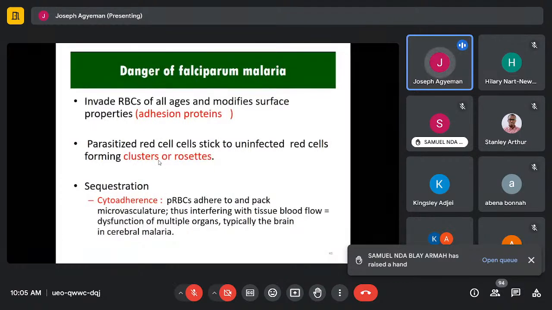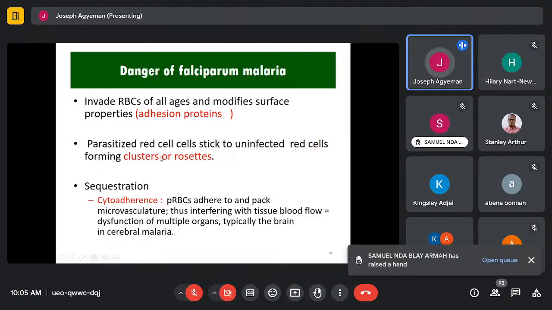So the red cells will form clusters, otherwise known as rosettes. And this just looks like a clot. As I said, it can block micro blood vessels. Apart from this, you can also have the parasites within that red cells with the sticky proteins also sticking to the walls of the blood vessels. If this happens, then we refer to it as cytoadhesions.